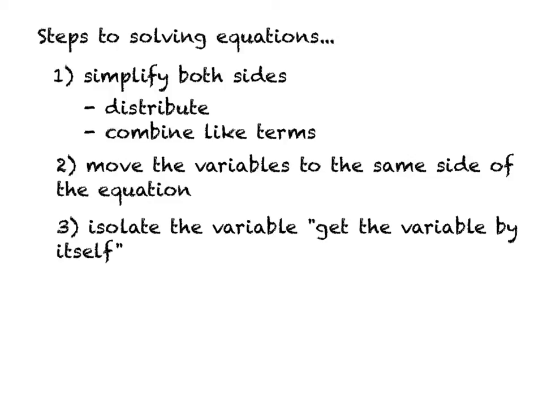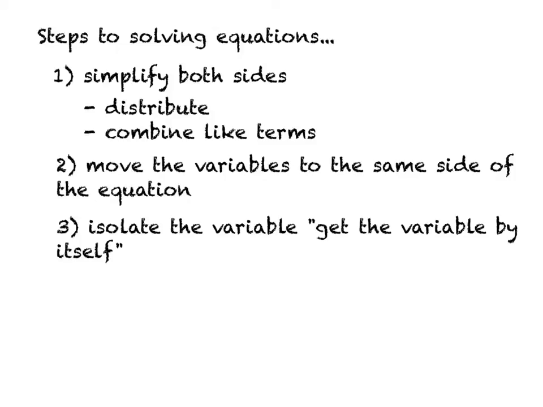And finally, the third step is to isolate the variable, or the way we usually say it, get the variable by itself. So, to recap, the first thing we need to do is look at both the left and the right hand sides and see if there's anything at all we can do to make it more simplified. And that means see if you can distribute, see if there's any like terms you can add together. Once you've done that, check both sides of the equation. If there's a variable on both sides, we need to get them on the same side of the equation.